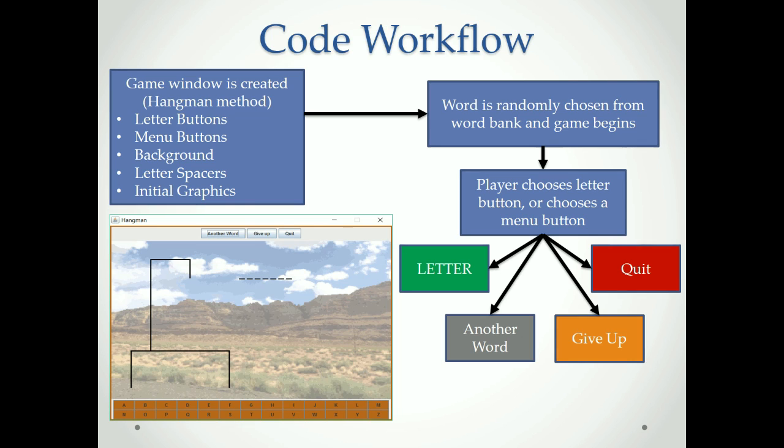When the game is started, the game window is created using the Hangman method. This generates the letter buttons, the menu buttons, the background, the letter spacers, and the initial graphics to start the game. The word is randomly chosen from the word bank, and the game begins. The player can choose from several options. They can choose from one of the letter buttons. They can choose the another word button. The player can choose the give up button, or the player can choose the quit button.